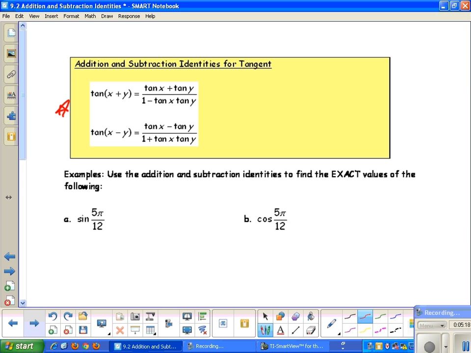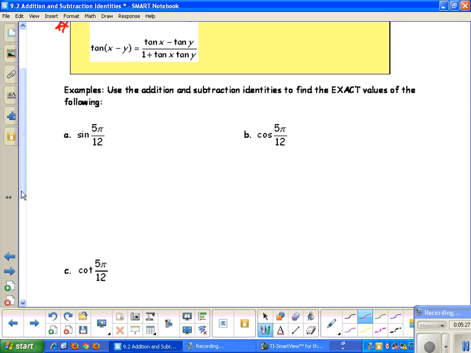So let's go ahead and use the addition and subtraction identities to find the exact values of the following. These identities are nice because the addition and subtraction identities allow us to find angles that we can use on our unit circle if we want to find the exact value of something like this, which is the sine of 5 pi over 12. Well, 5 pi over 12 is not on my unit circle. Because this is not on my unit circle, I can manipulate the expression so that I can use the addition or subtraction identity so that it is something on my unit circle.